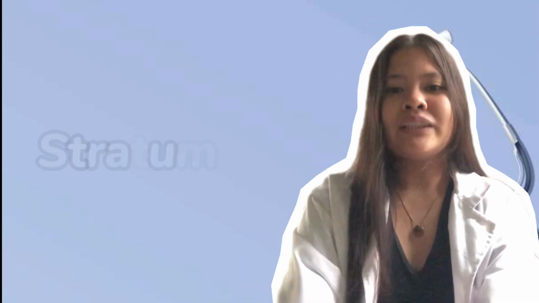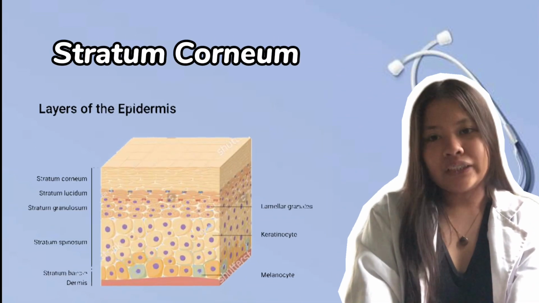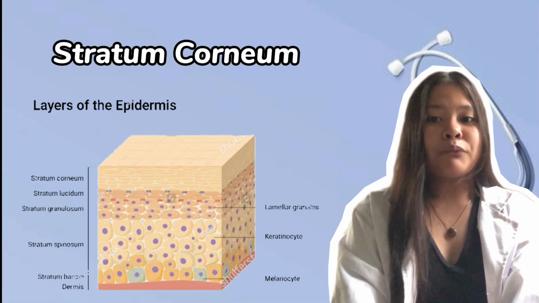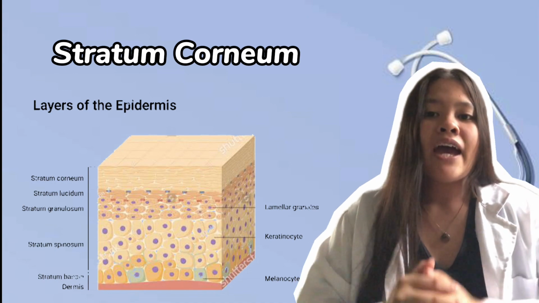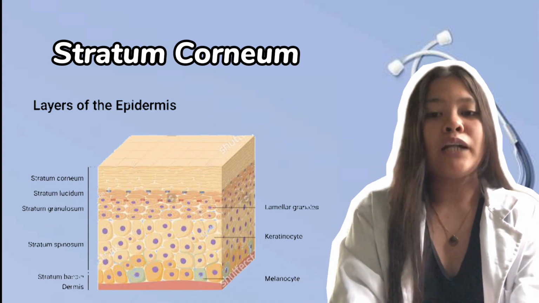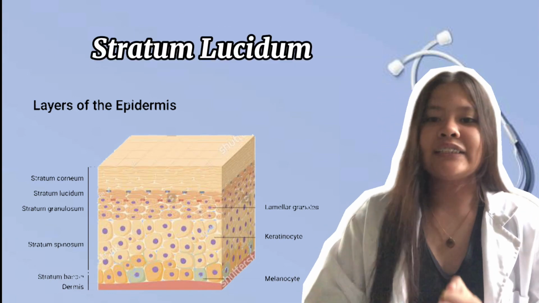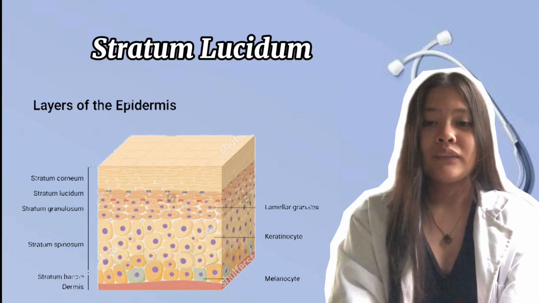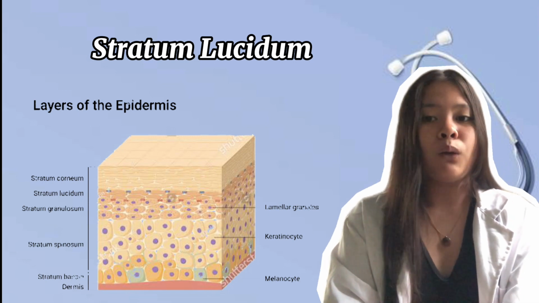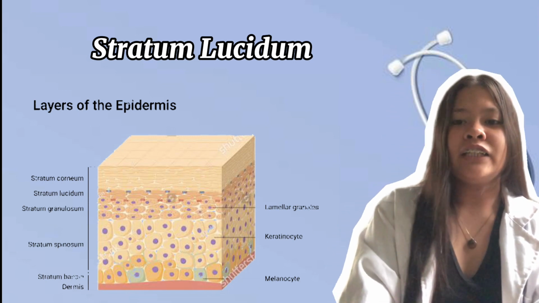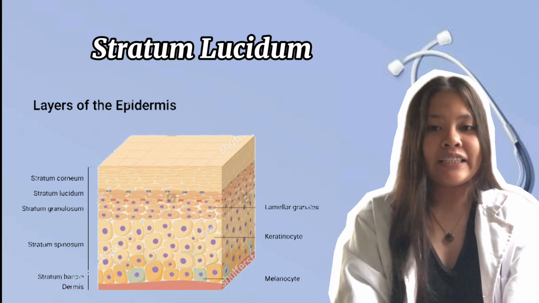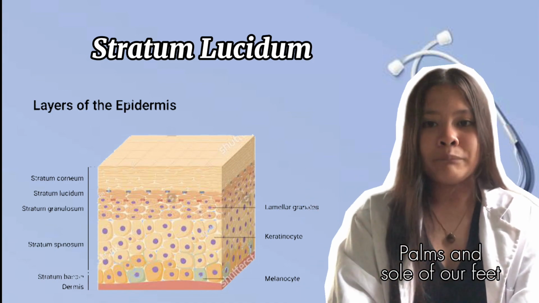So let's start with the outer layer, the stratum corneum. This layer consists of cornified cells that shed off and are replaced by new cells coming from the layers below. The next layer is the stratum lucidum. This layer is not present in all skin areas. It is generally for thick and hairless skin like our palms and soles of the feet.